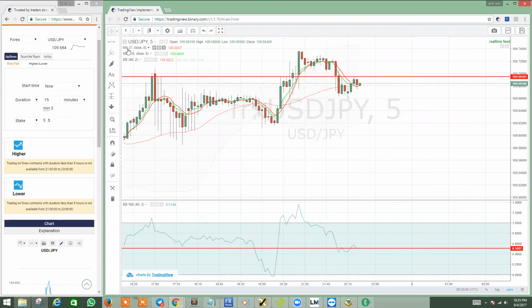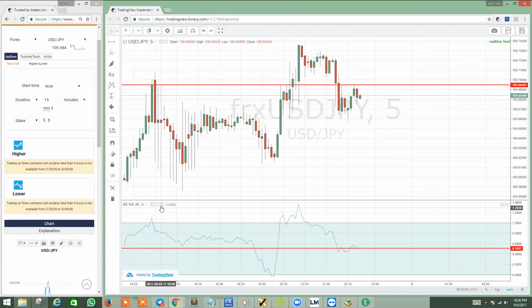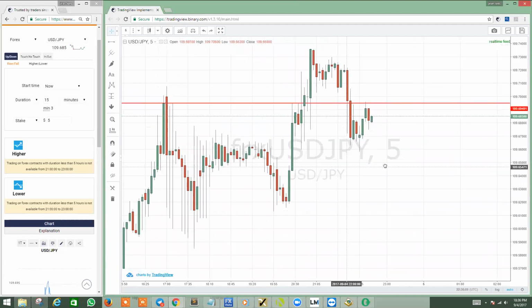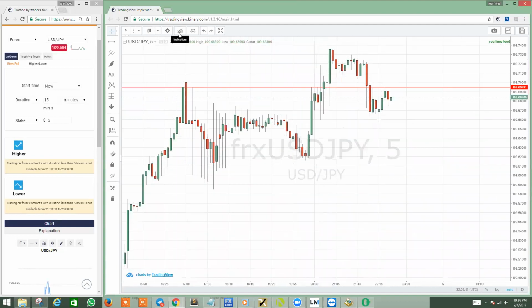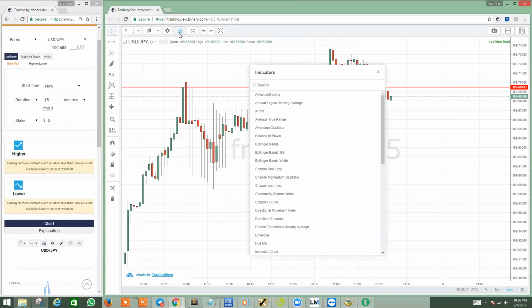I'm going to remove everything and I'll set it back so that you guys can see the actual setup. All right, and I'm going to remove this as well. So you have this blank chart. What you want to do, you're going to use TradingView for it. You go here for your indicator.